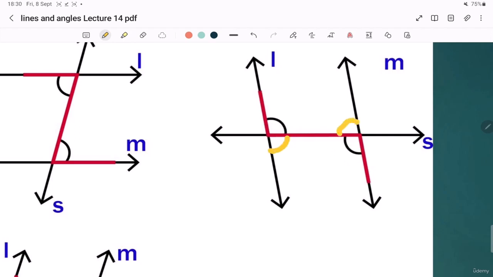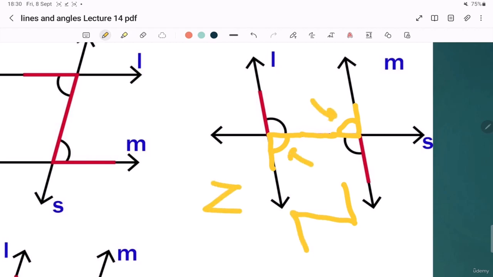This angle and this angle. This angle is like this and this angle is like this. Now join them, you are getting something like this. This is the letter Z. Therefore these are alternate interior angles.